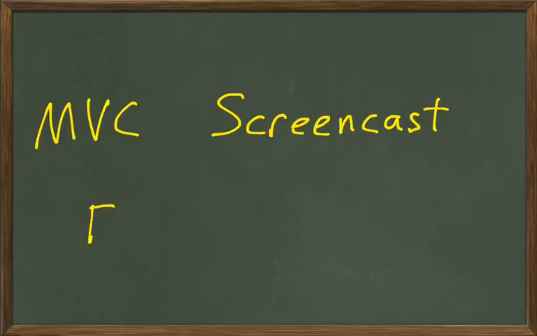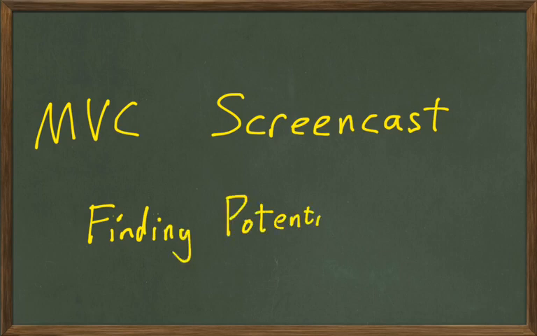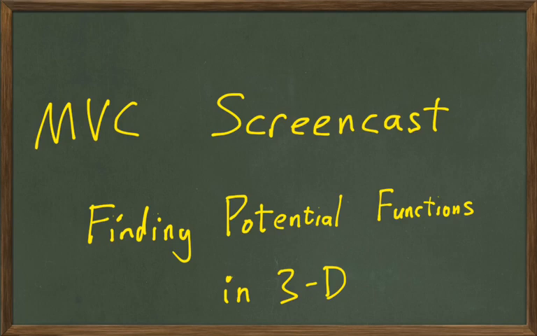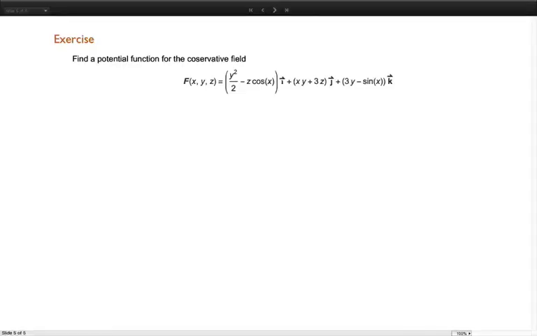Today we're going to look at a brief example of finding potential functions, in particular in 3D. So you can put on your blue and red glasses now. They won't help, but you can. So let's find the potential function for this conservative field in 3 dimensions.